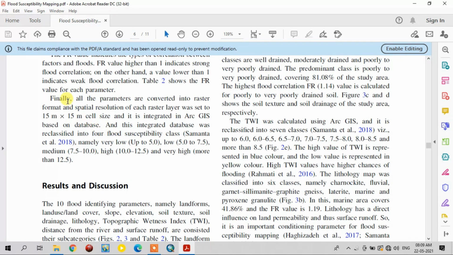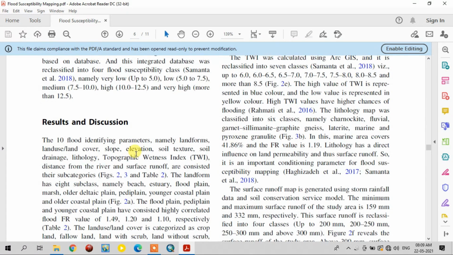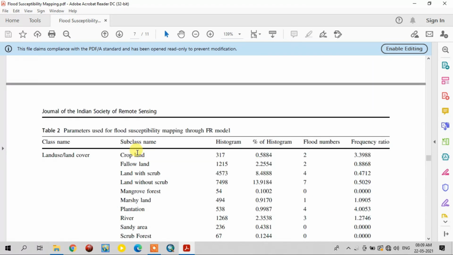After this calculation, the flood susceptibility index is classified into 5 classes, namely very low, low, medium, high and very high. Now I will show the result.